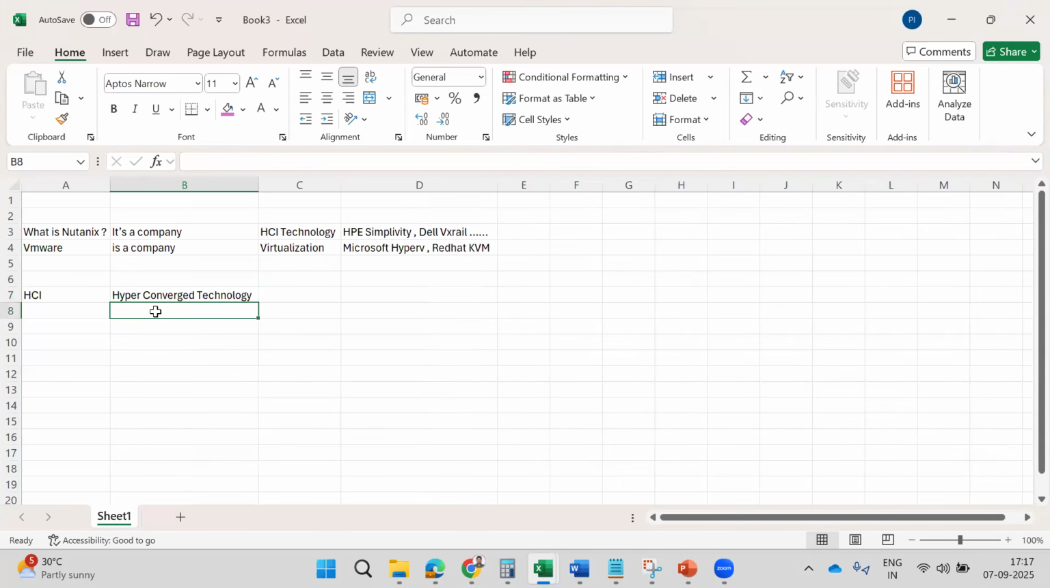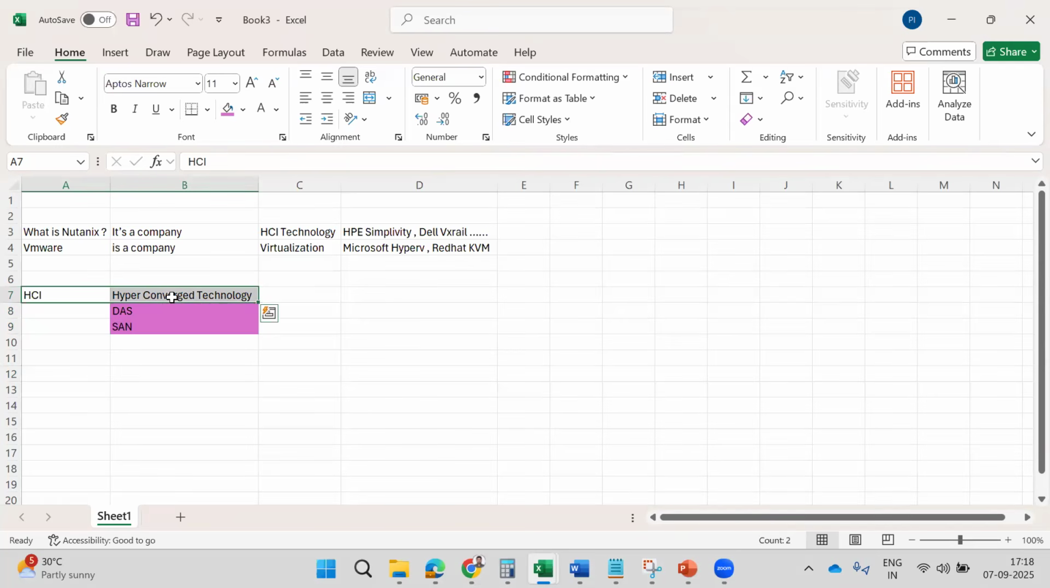Okay, so before virtualization, I said we had physical servers. Likewise, before HCI, we had two different technologies. What are these? DAS and SAN. Okay, I believe now you understood. DAS and SAN are storage related technologies, right? Likewise, HCI is also a storage technology. So we already have DAS and SAN, and now we have a new technology called HCI, right?